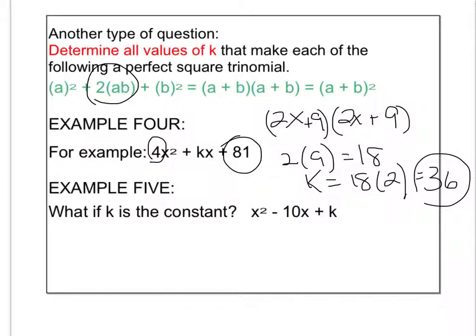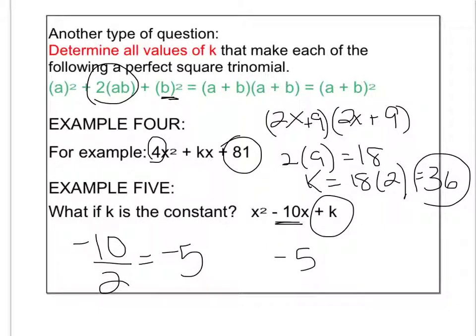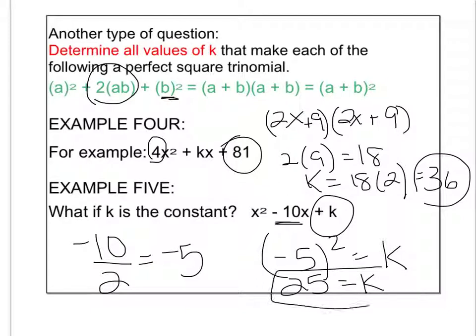Then, what happens if we don't know that last number of k? So you need to look at that middle term. So in this case, we have negative 10. If I take half of negative 10, I'm going to get negative 5. Negative 5 is that value that I have to square. So if I square that, because that's the value of b, you're going to get the value of k. So k equals 25.